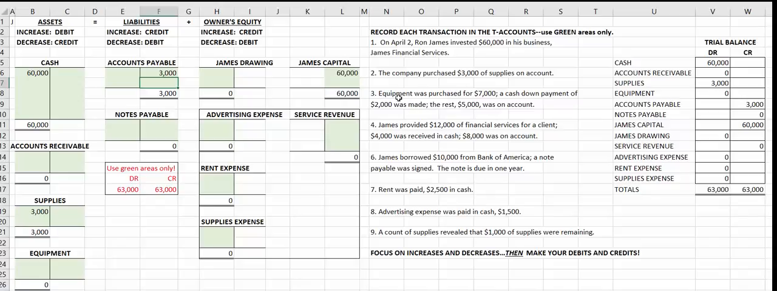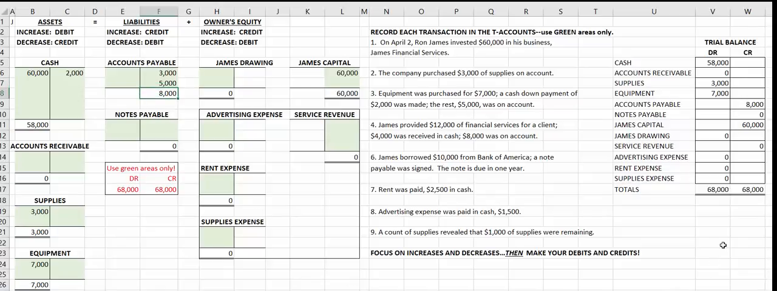Transaction 3, this one is a purchase of equipment for $7,000. Another asset going up. Assets go up with a debit. So debit equipment $7,000. Cash goes down $2,000, so we have to make a credit to cash. And accounts payable is going to go up by $5,000 because that's the amount we still owe on that equipment.